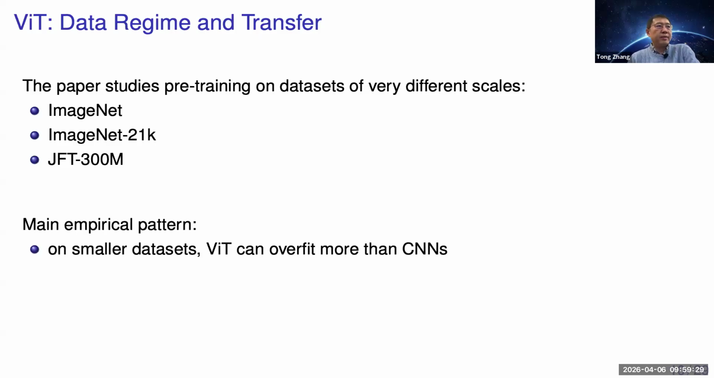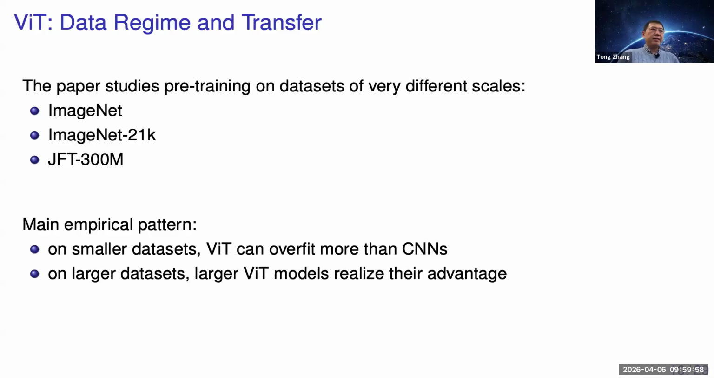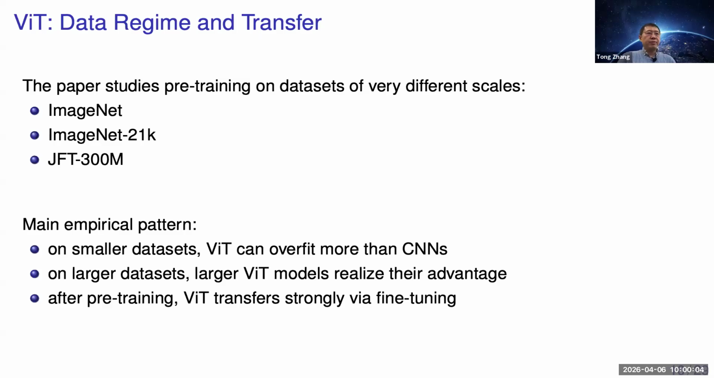The main takeaway: this paper essentially has two things, if you recall. One is just this architecture, which is simple. You just understand that the tokenization is different. That's all. Everything else is a transformer. The other one is this scaling, right? With smaller data, ViT can overfit more, and the CNN inductive bias will win, but with larger data, the larger ViT model will win, right? So after pre-training, ViT transfers strongly. Basically, they learn really good image representations when you're fine-tuning.